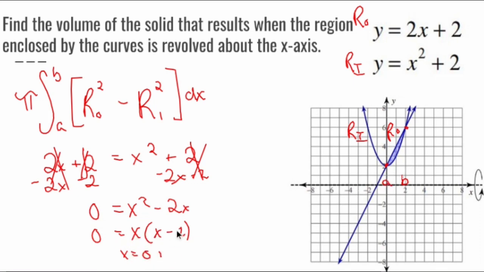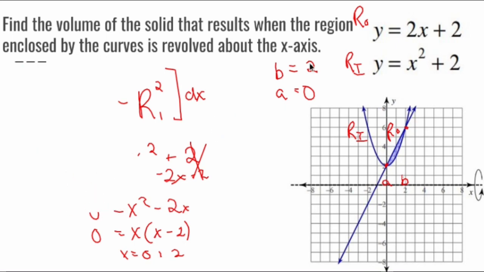And if I say x minus 2 equals 0 and add 2 to both sides, 2 would be my other limit. So now I know that my upper limit is going to be 2. My lower limit is going to be 0. My r sub O and r sub I is already set. Now we can get started. So let me erase this whole mess.